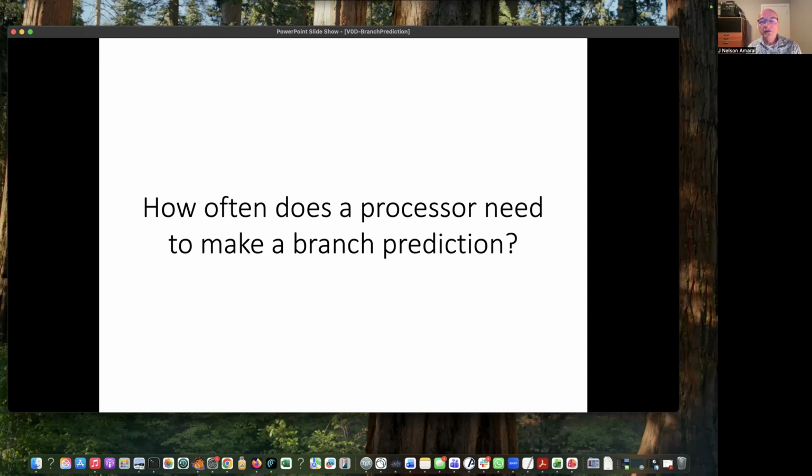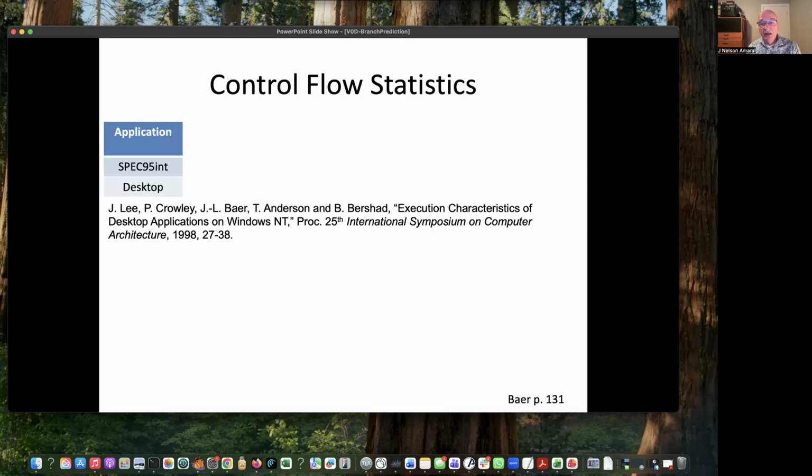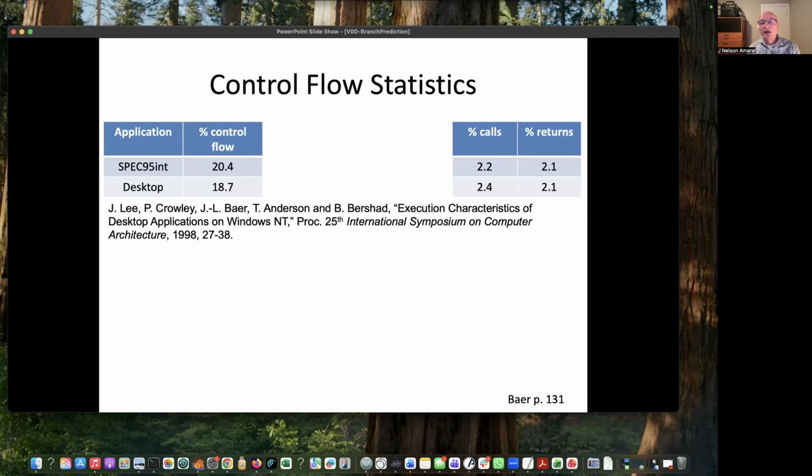Then the next question is, how often does a processor need to make a branch prediction? Well, from the statistics that we saw already, we can look at control flow statistics. This is data from 1998, using SPEC 95 int and a desktop application. It says that around 20% of the instructions are control flow instructions, about 2.5% of the instructions are function calls, and about 2% are function returns.